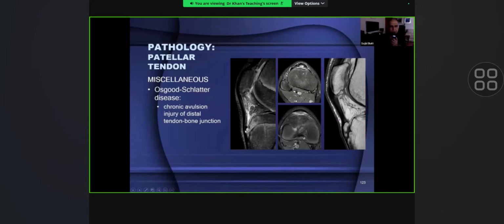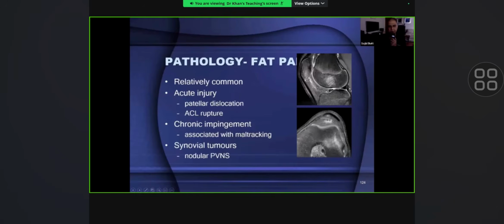When it comes to distal attachment of the tendon, you've got Osgood-Schlatter's disease, which is a chronic avulsion syndrome of the distal attachment of the ligamentum patelli. Just the bone fragmentation is not enough to make the diagnosis. You've got to have the bone bruising and the surrounding soft tissue edema, which will confirm the diagnosis of Osgood-Schlatter's disease.